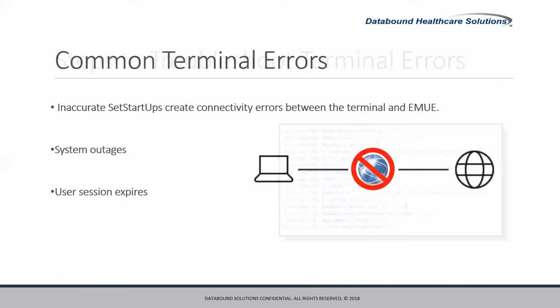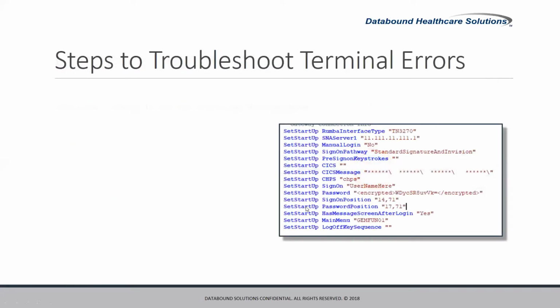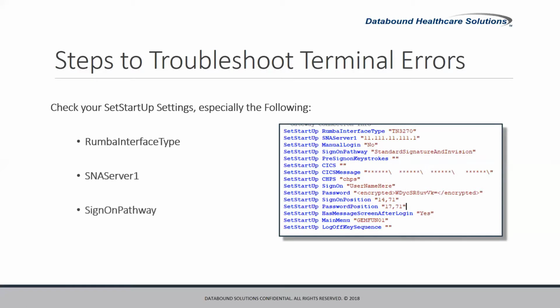Steps to troubleshoot those terminal errors is to check your set startups and make sure that you're following those steps. For Rumba interface type, you want to make sure that you have TN3270 or TN5250, or that if you're using a Unix system, you've specified that in your Rumba interface type. For your SNA server, you want to make sure that that's your IP address, that's your DNS server, and that you are putting that in correctly as well, and your sign-on pathway, which can be different for whether you're doing Envision, Signature, or you're using RPMS.